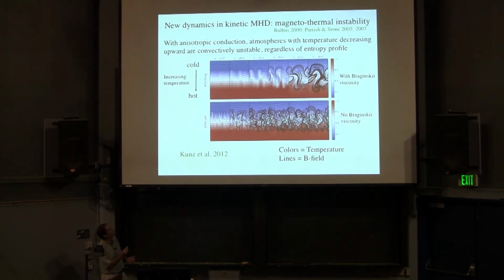So here's a calculation of the nonlinear growth of this convective instability in an atmosphere hot on the bottom, cold on the top. On the bottom, including no anisotropic viscosity. On the top, the more self-consistent case that includes it.